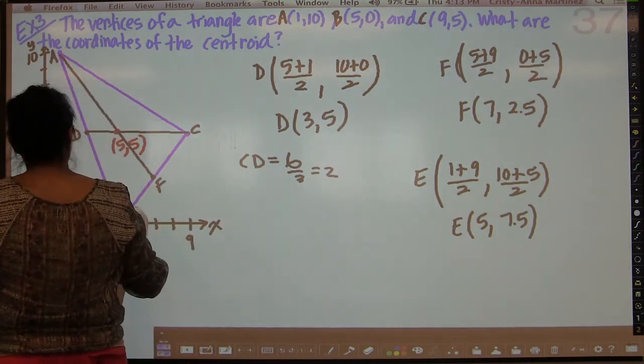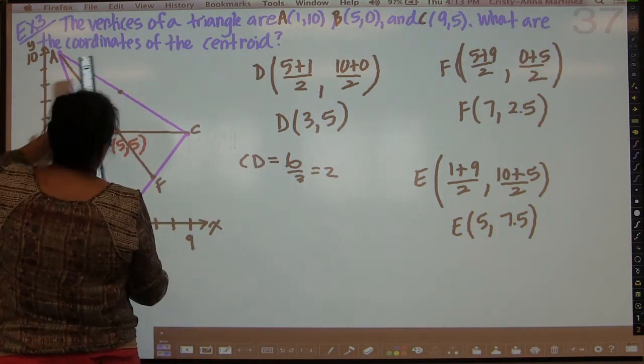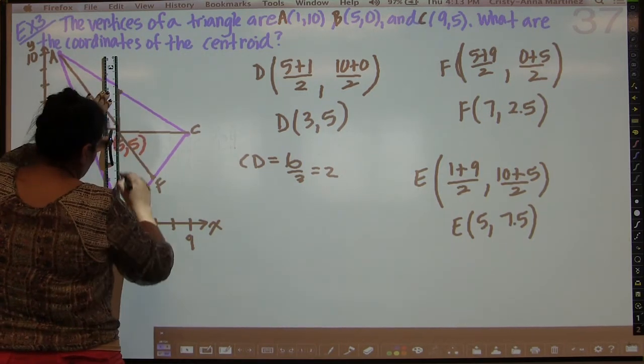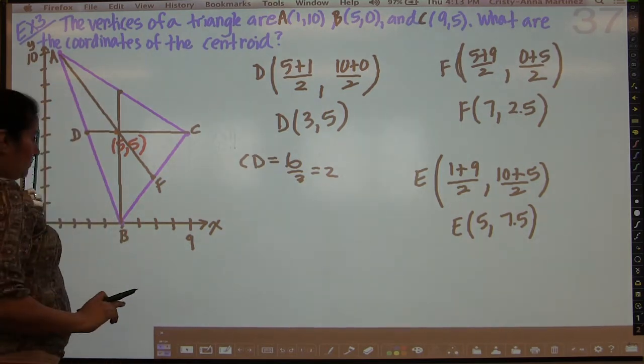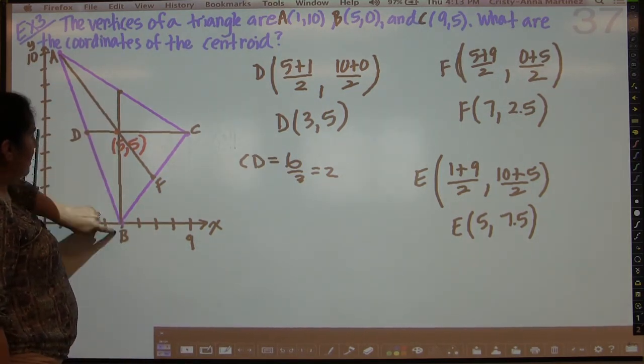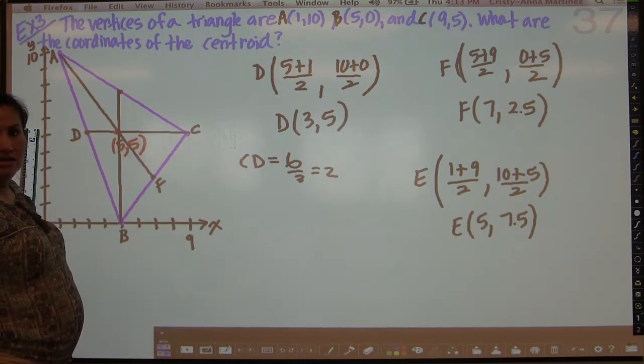So (5, 7.5) is right about here. And what you see there is that this is actually a vertical line, so you can count here as well to confirm again that this is in fact the centroid.